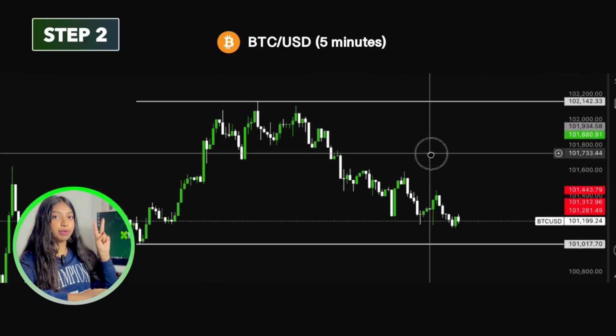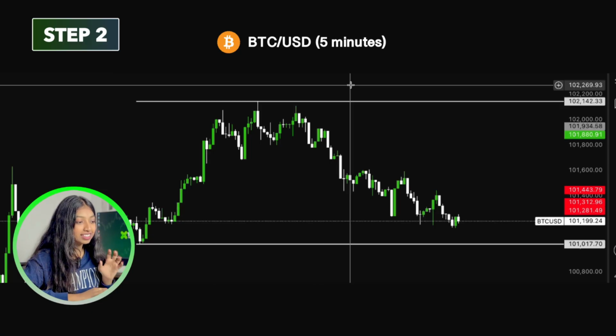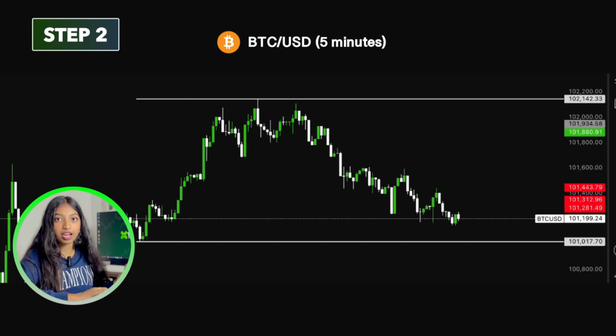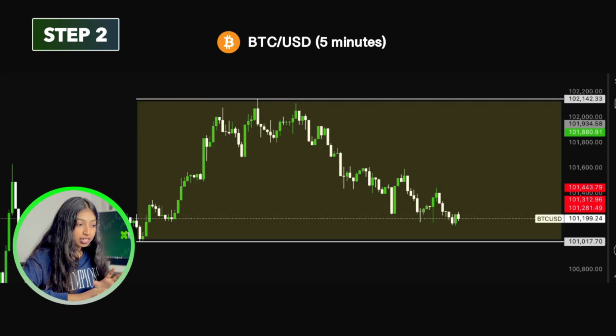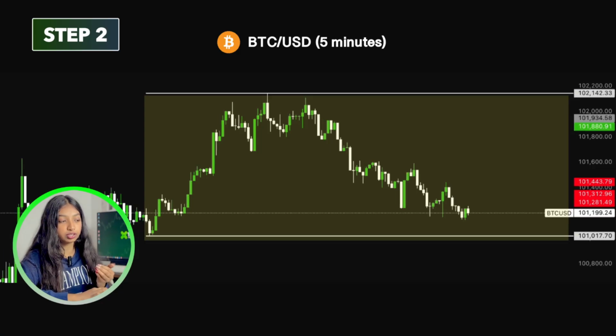Next, we move on to step number 2. This is where things get interesting, the setup. Pretty cool, right? Because this is the exact moment where we actually look for entries, where we look for setups to form. Now that we've marked our 4-hour range, it's time for the setup to find our opportunities in the market to enter, to place our trades.